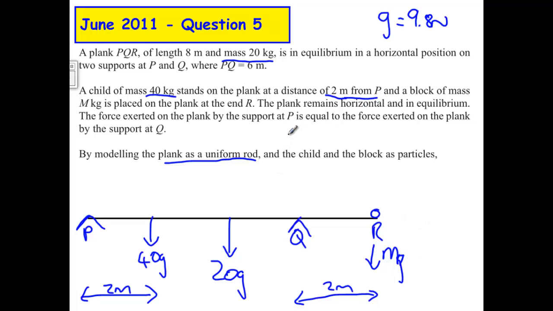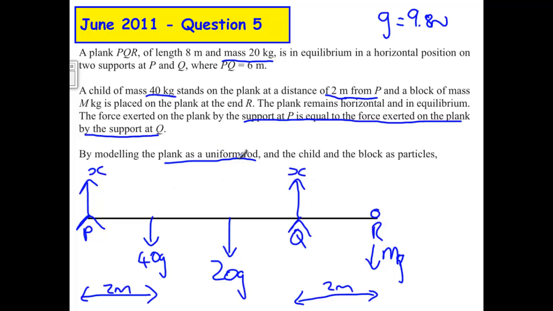Now the plank remains horizontal and in equilibrium, and the force exerted on the plank by the support at P is equal to the force exerted on the plank by the support at Q. Now what that means is, because this plank is resting on two supports P and Q, there is a reaction force from the supports onto the plank pointing upwards, and because these are both equal, I can set them to be the same letter because we don't know what number that is at the moment. Now normally I would label these as R for reaction force, but because we have R to denote the end of the plank, I'm just going to label the reaction force at each of these as X.